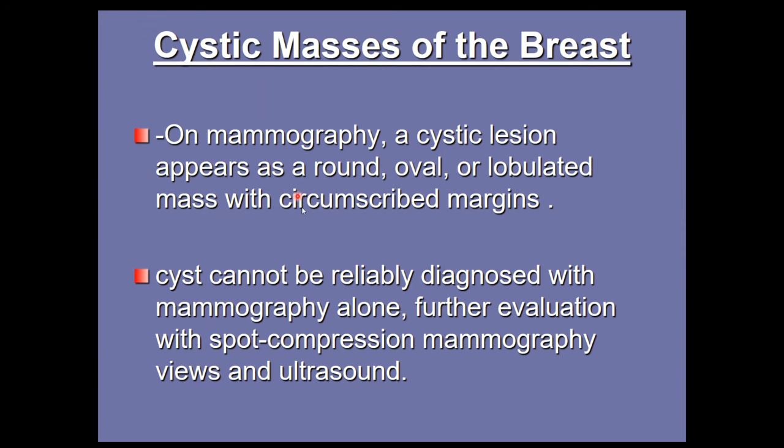And you can see, if it is a cyst, it will be well defined, maybe round, maybe oval, maybe with lobulations, and there will be a circumferential well-defined margin. This cannot be reliably diagnosed with mammography alone. Further evaluation with spot compression mammography and ultrasound is needed.